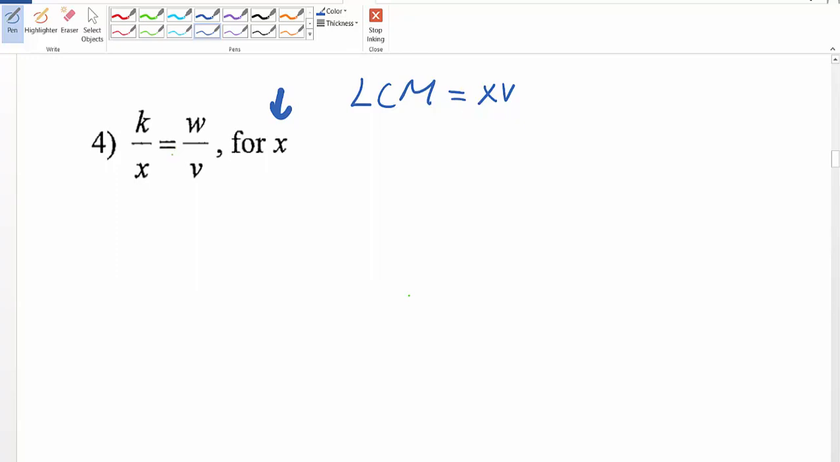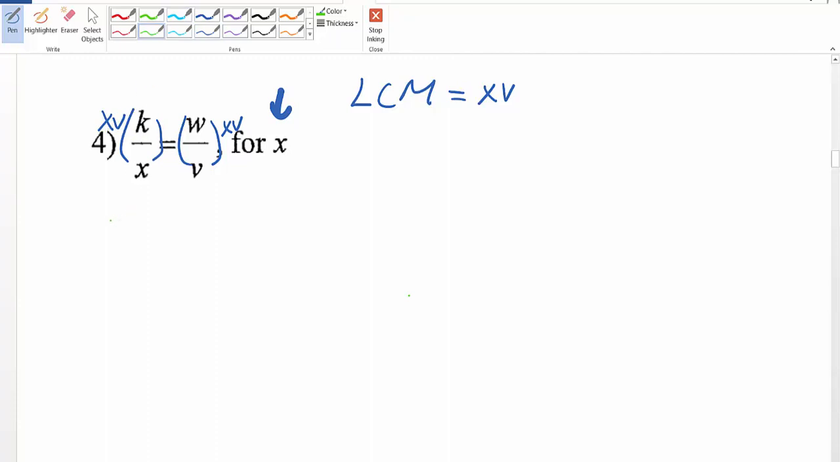So what does this look like? If we multiply both sides by xv, well, we're going to multiply the whole left side by xv, as well as our whole right side by xv. And just to kind of show it the longer way, because we do have a lot of variables, we're going to go ahead and multiply the tops together.